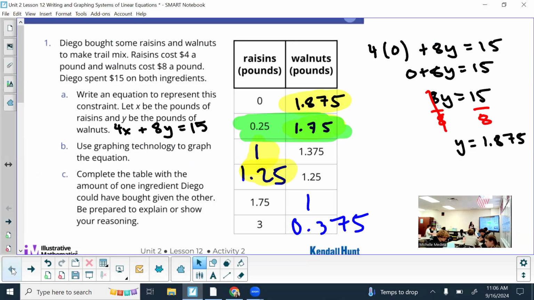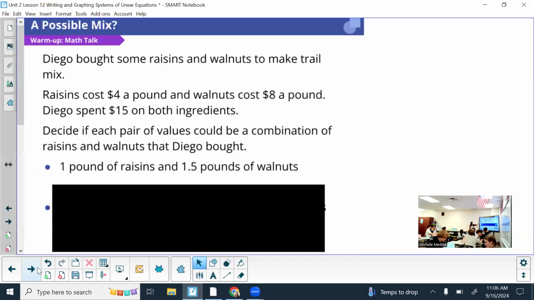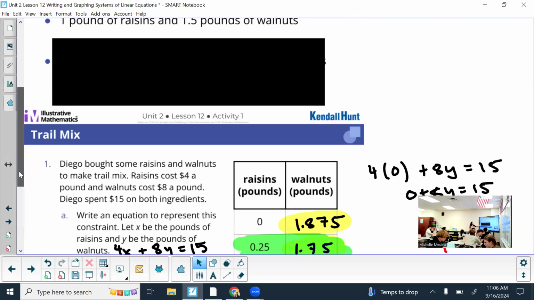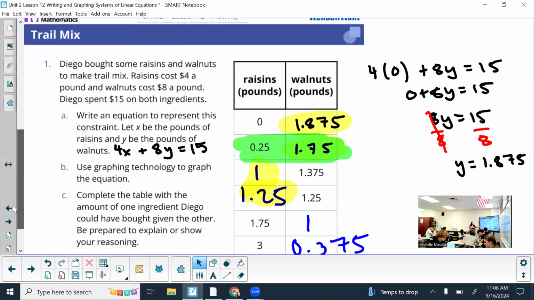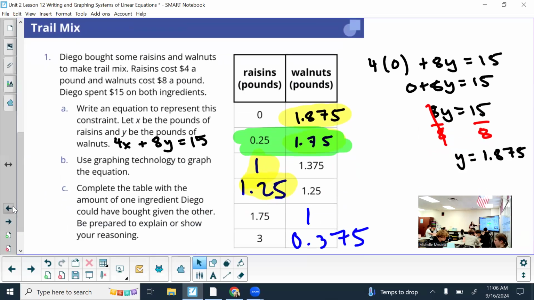But you should have noticed that we had a real world situation. We had a real world situation, and we had to make an equation to represent it and fill out a table of values. So not all of us are good problem solvers. Not all of us can think, oh, all I have to do to get that is divide 15 by 8 to get what I need.